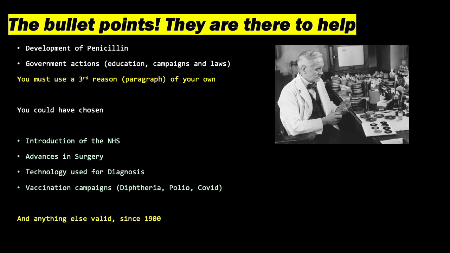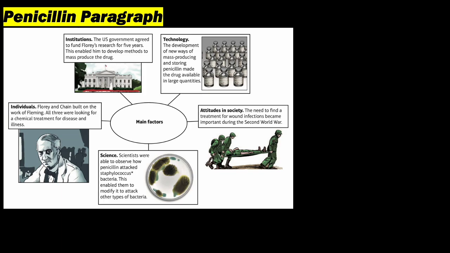In this case, you could have chosen from these examples now. So you could have chosen an introduction of the NHS. You could choose advances in surgery. You could choose technology used for diagnosis. Or you could choose the vaccination campaigns for diphtheria, polio and COVID. But anything else is valid as long as it's since 1900. Now, quite a few of you got yourself mixed up a little bit there, and we're talking about the Public Health Act and things in the 1800s. This question says since 1900, okay? So this is what you could do.